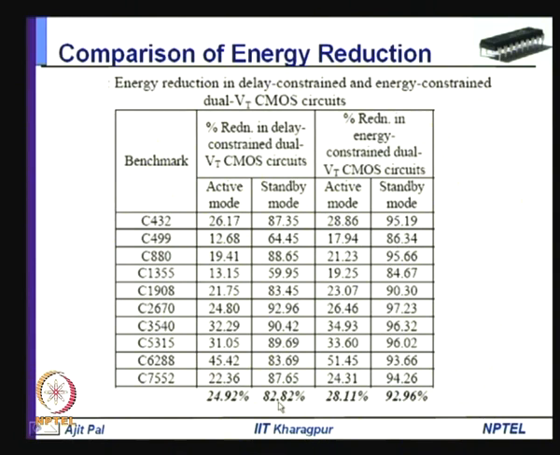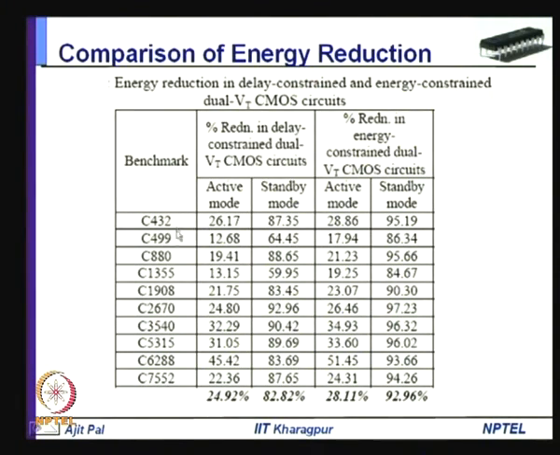The first one, as I told, is the delay constant approach, where there is a reduction in leakage power by 82.82%. On the other hand, in case of the energy constant approach, there is a reduction in leakage power by 92.96%. So, you can see more than 10% additional reduction in leakage power if you can accept a small increase in delay. It has been found that the delay increases by 4 to 9% for different circuits. We have considered different benchmarks, and the delay increase was found to be 4% to 9%.